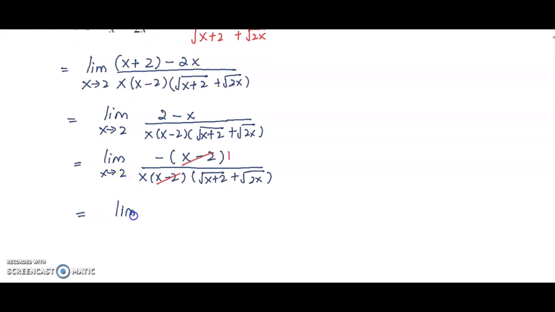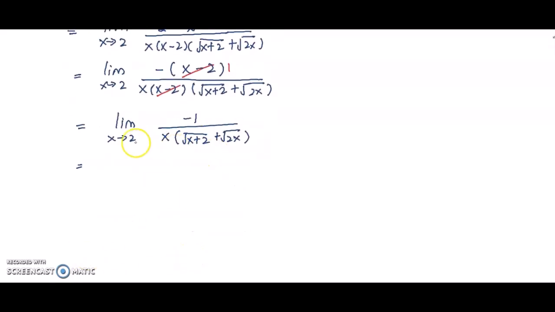You have a negative 1 on top. Then here it will be x multiplied by the square root of x plus 2 plus the square root of 2x. Now you can directly use the substitution method. Substitute 2 inside. You have negative 1 over 2. 2 plus 2, that will be the square root of 4, that will be 2, plus 2 multiplied by 2, that will be 4. Square root of 4, you get 2. So you will have negative 1 over 8 as your answer.